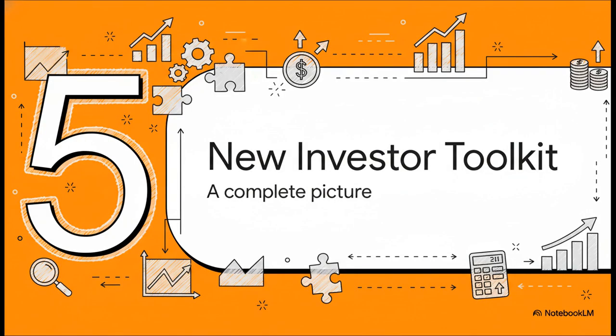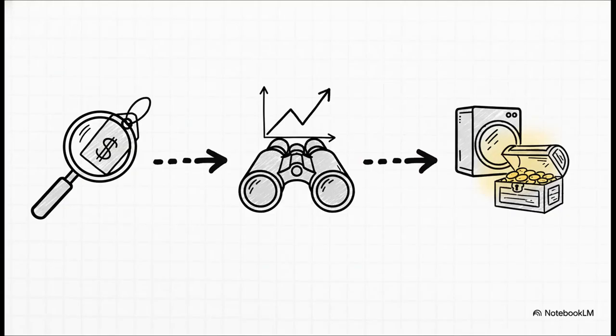Okay, let's bring it all home. Section 5, your new investor toolkit. The big lesson here is that you never want to use just one of these tools by itself. The real magic happens when you combine them. So here it is, your new valuation toolkit. You start with the PE ratio. That's your quick first glance, your starting point. Then you bring in the PEG ratio. That adds the super important context of growth.